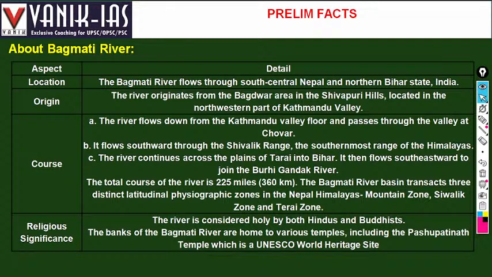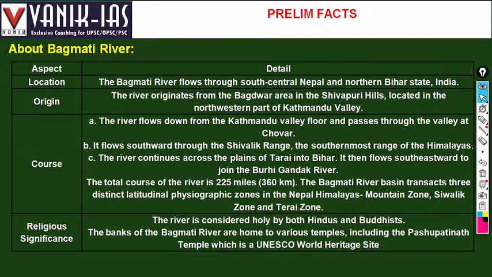Okay, the river flows from the Kathmandu Valley and passes through the valley at the Chobar. It flows southward through the Sivalik range, the southernmost range of the Himalayas. The river continues across the plain of the Tarai into Bihar. It then flows southwestward to join the Buri Gandak River. The total course of the river is 225 miles.